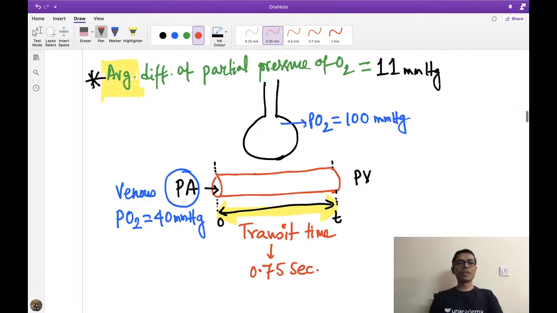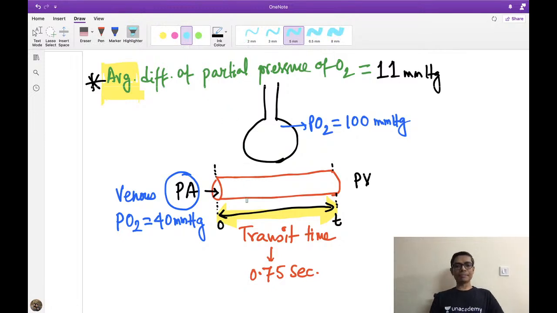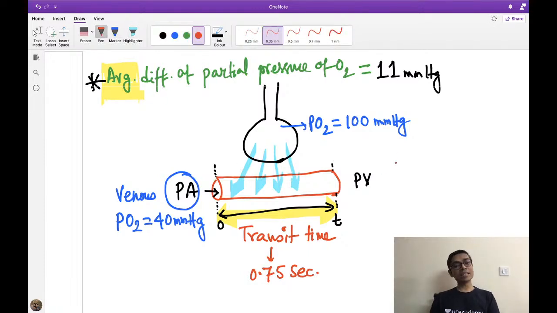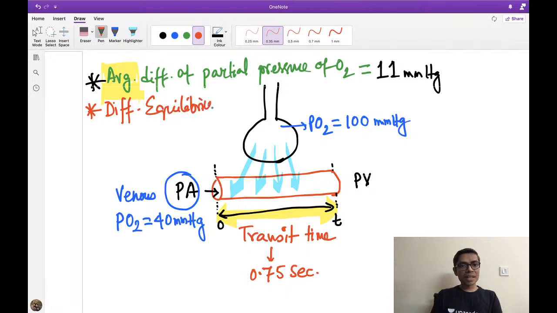Now my question: when the oxygen diffusion is occurring, how much time does it take for diffusion equilibrium to be reached? What do you mean by diffusion equilibrium? Now it is a different question. Now I'm asking, diffusion equilibrium is reached at which time point? Do you think the whole 0.75 second is taken for diffusion equilibrium to be reached? I mean, when will this 100 millimeter of mercury pressure be reached, at what time point? Do you think all of this 0.75 is required? The answer is never.